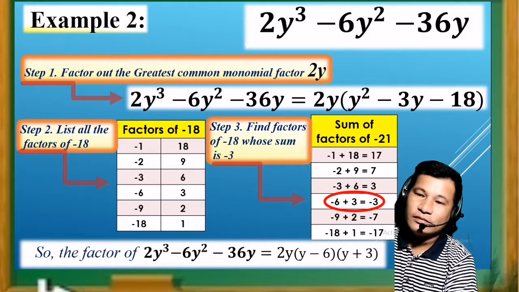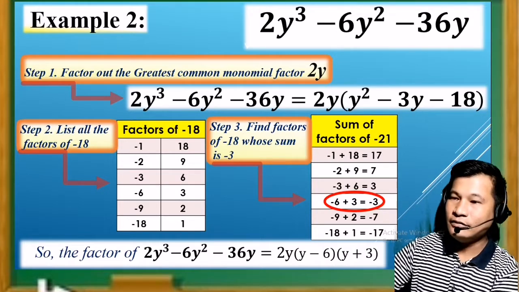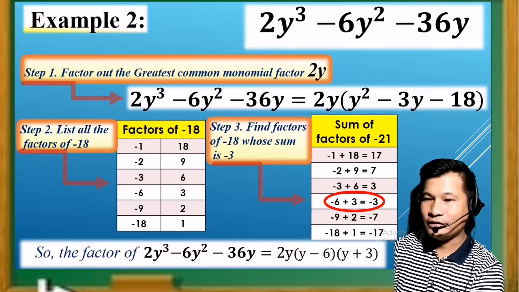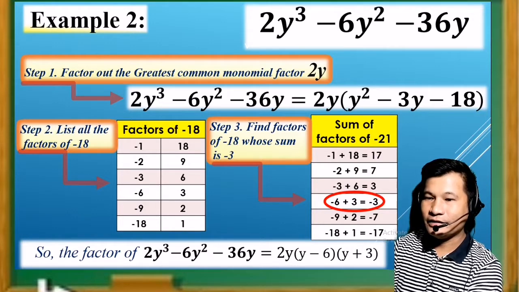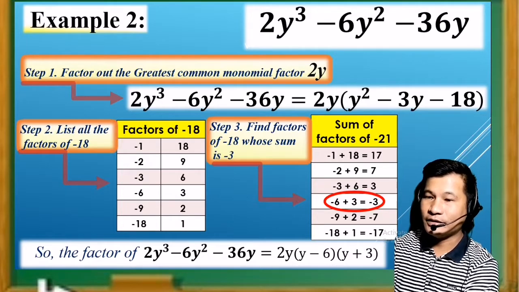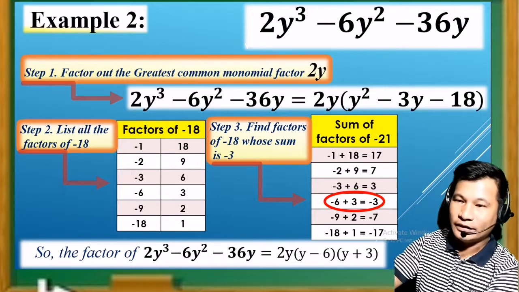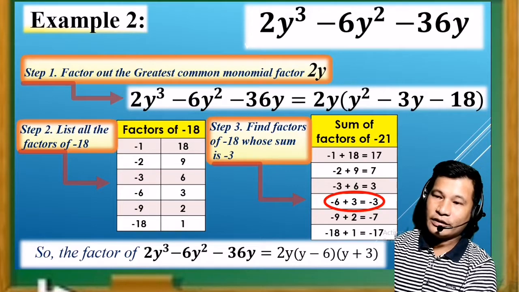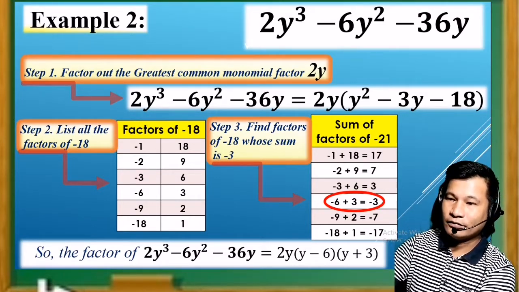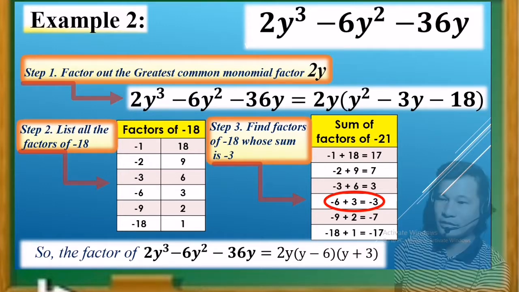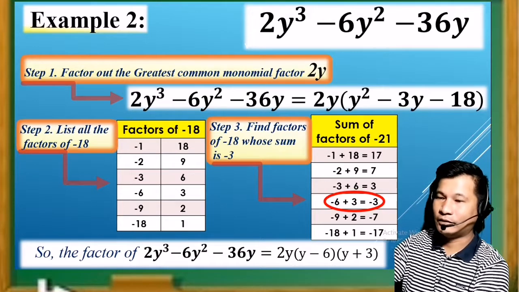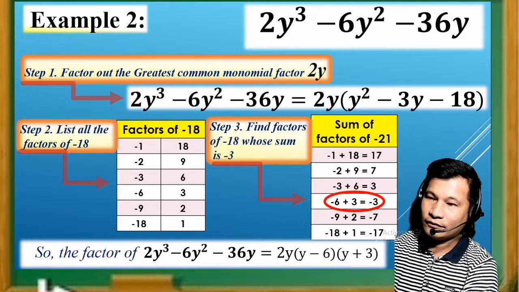Step 2. List down the factors of negative 18. So in the table, we have negative 1 times 18, negative 2 times 9, negative 3 times 6, negative 6 times positive 3, negative 9 times positive 2, and negative 18 times positive 1. Then after listing the factors, we proceed to step 3. So we'll be finding the factors of negative 18 that give us the sum of negative 3, our numerical coefficient of the middle term.